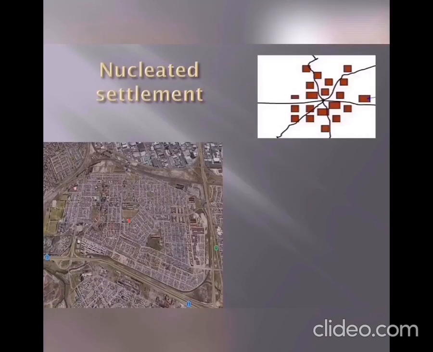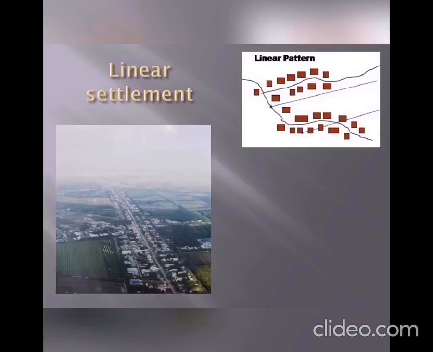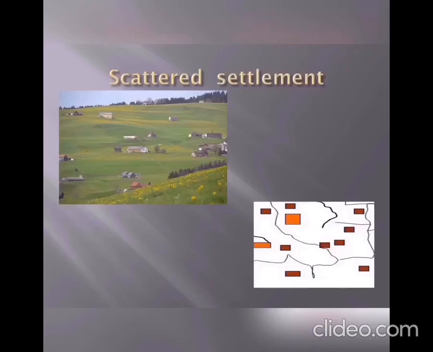Nucleated settlement. In nucleated settlement, buildings, huts, farms, etc. are clustered together around the center. Linear settlement. Linear settlements usually stretch out along the local road, rivers, canals, or a railway line. These settlements develop because of easy access to the road, water, etc. Scattered settlement. These types of settlements are associated with high land and also with large farms and sparse population. Scattered settlement is also known as dispersed settlement.